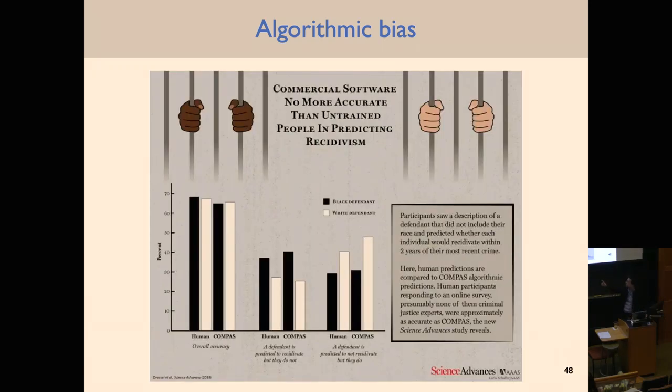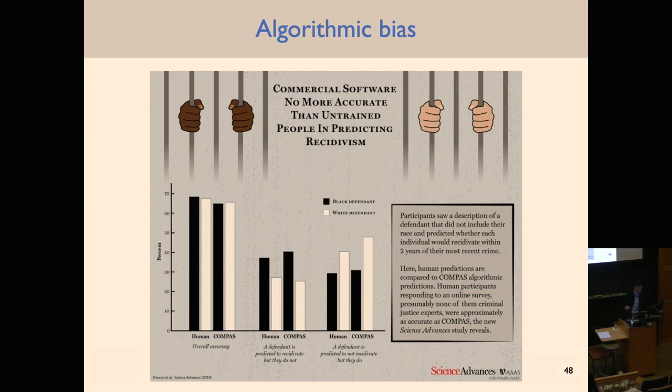This is a study from 2018 studying the COMPAS system, and they found that this commercially developed software that uses learning is basically no more accurate at predicting recidivism than some random, untrained human. One implication of this is that there's a bias, in this case a racial bias, that untrained humans have, and this COMPAS system also learns this bias.